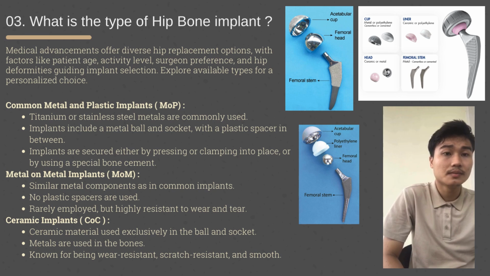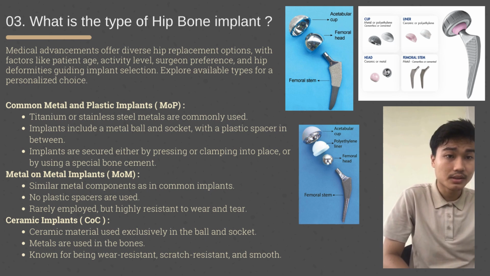The first type is common metal and plastic implant. Titanium or stainless steel metal are commonly used. Implants include a metal ball and socket with a plastic spacer in between. Implants are secured either by pressing or clamping into place or by using a special bone cement.